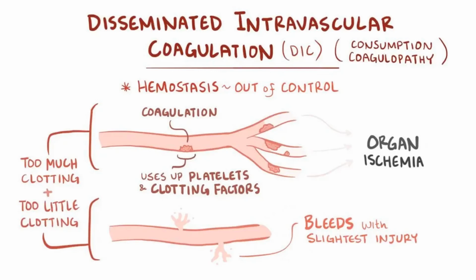Initially, when DIC gets triggered for various reasons, there is too much clotting, and due to that all the platelets and clotting factors are used up. Eventually it leads to bleeding for the patient, because there are no more platelets or clotting factors to stop the bleeding. With the slightest injury the patient will end up bleeding. And when there is initial coagulation, the patient will end up with organ ischemia.